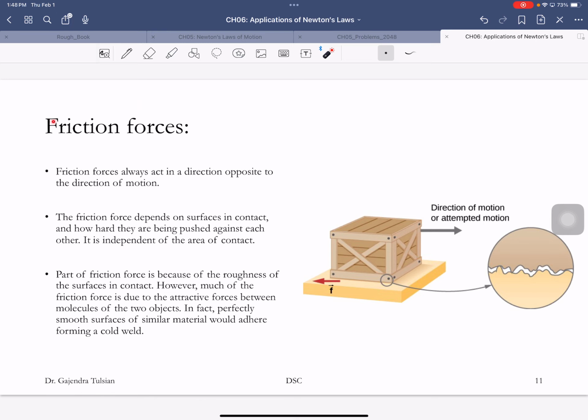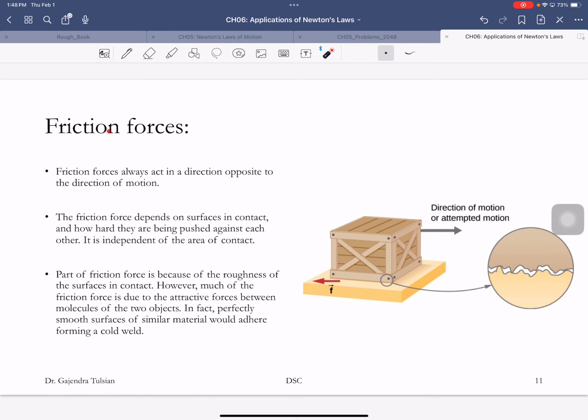Now we'll talk about friction forces. Without friction, you couldn't walk. Without friction, you couldn't drive, and so on. So friction is useful in many situations. In other situations, it's not so useful.